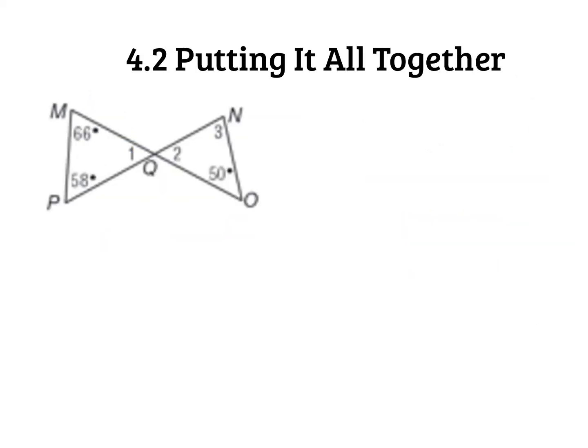Now let's put it all together. Let's look at some examples, okay? When you're looking at a problem and you're looking at finding a missing angle, which theorem do you go by? Both theorems will work. It depends on what information is being presented.